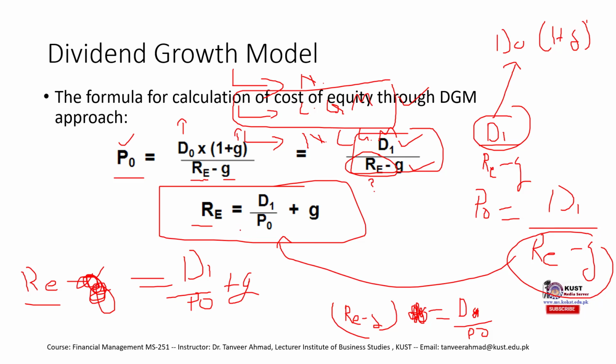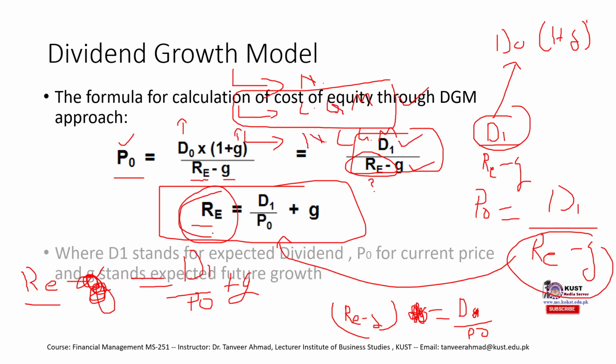So what we have essentially done is we have used the dividend growth model formula, the same formula that we have already understood, and we have converted it to find this missing value of cost of equity. Where D1 stands for the expected dividend, the next year dividend, the next time period dividend, P naught is the current price, and g stands for the growth rate.